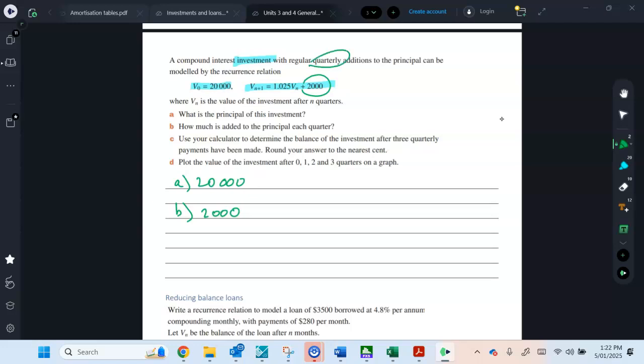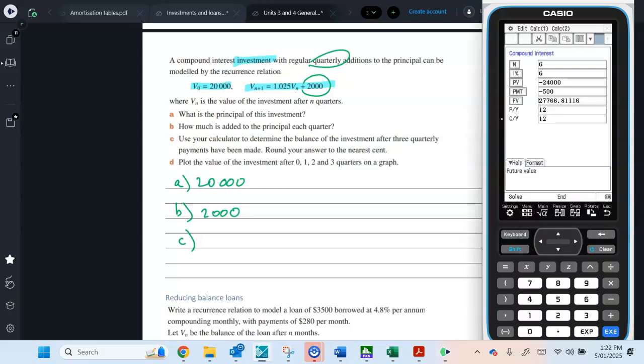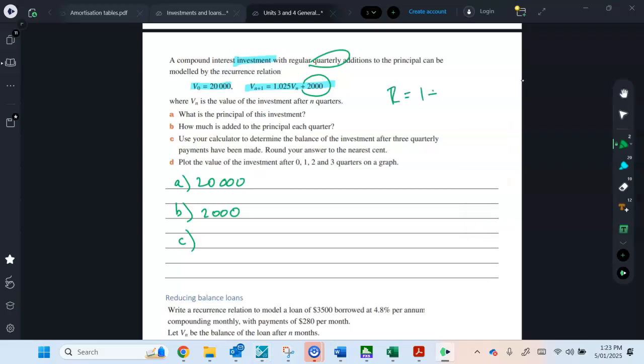Quarterly, there we go. Use your calculator to determine the balance of the investment after 3 quarterly payments have been made, round your answer. All right, so again, we've got the recurrence relation here. Now, if I was to use Financial Solver, I would actually have to work out what the interest rate is because it hasn't given it to me. And I could easily do that by using this formula. So remember, it just comes from this. And then you just substitute in. So our R value is 1.025.